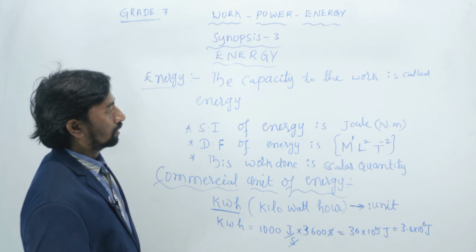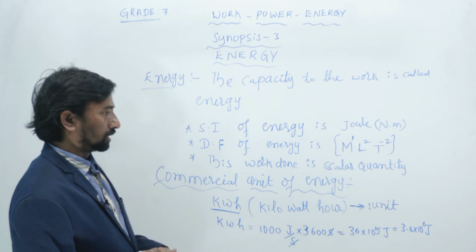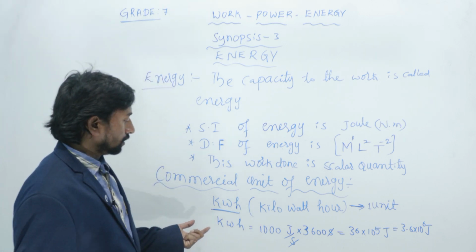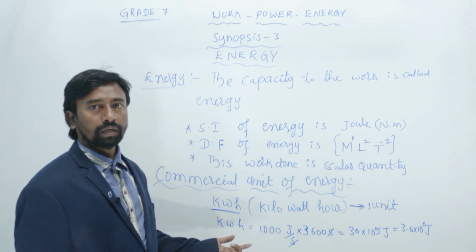Therefore the commercial unit of electrical energy, 1 kilowatt hour, is equal to 3.6 into 10 to the power 6 joules.